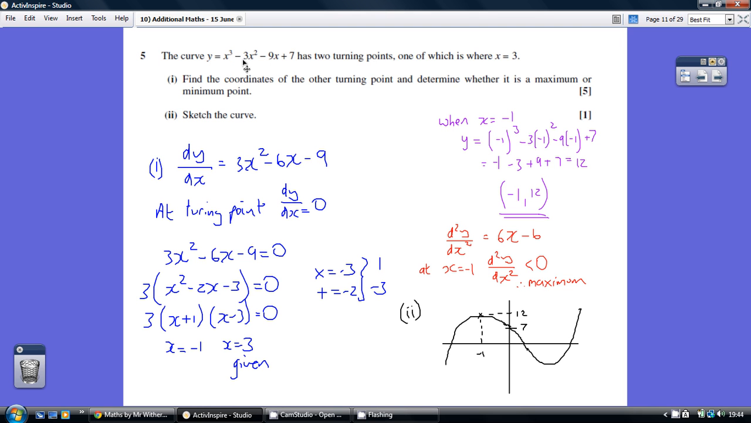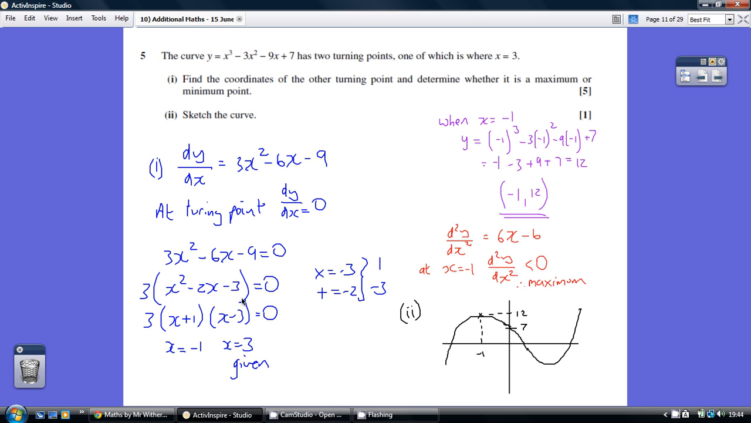So 3x squared minus 6x minus 9. So that's the differential, but we want the gradient to be equal to 0. So the turning point equals 0, so 3x squared minus 6x minus 9 equals 0. We factorise this. Now notice how all three of these terms are multiples of 3. So I've taken the 3 out to start with, making it a more straightforward quadratic to factorise.